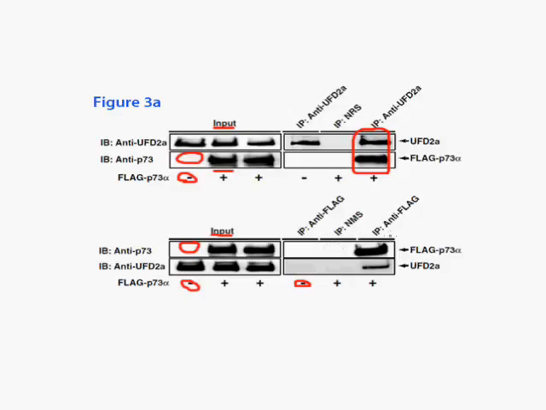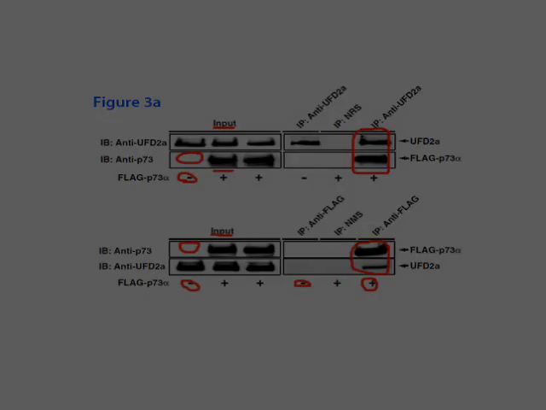In this lane here, this is targeting the flag tag again on P73 alpha. However, this time, because the plasmid is present, both P73 alpha and UFD2A precipitate together. So this basically shows that an interaction between those two exists.